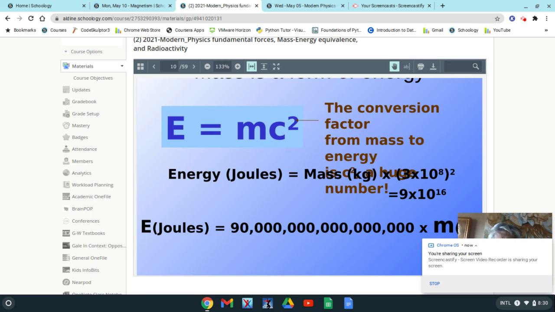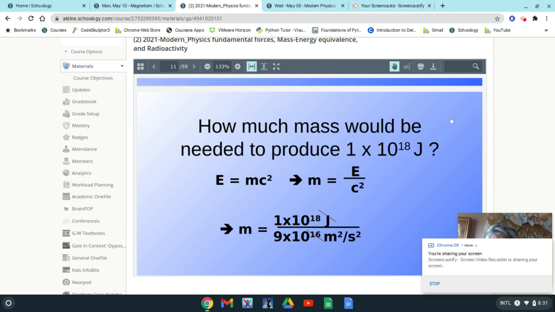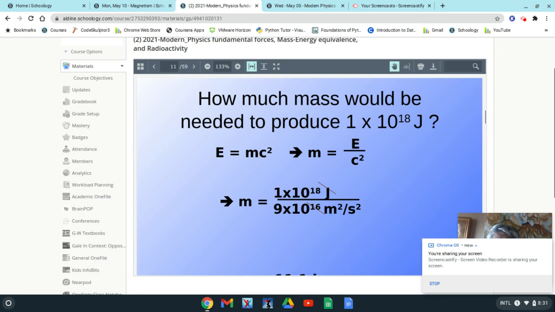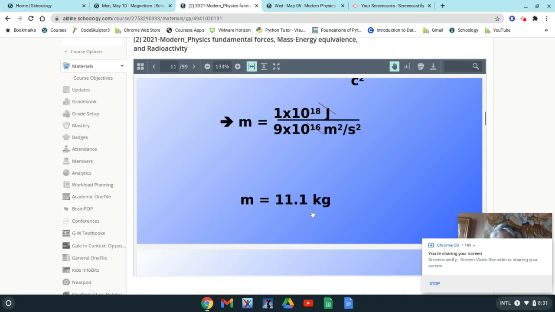Whoa, that means that a little tiny bit of mass, I can make a whole amount of energy. And yep, that's basically what the nuclear bomb and the nuclear power plants are all about. But they're not as efficient as we think they are. Let's take a look and see some of those things. Let's just look and see how much mass you would need to produce 1 times 10 to the 18 joules. That's a lot of energy. And if you do all of the math, it turns out to be only 11.1 kg.